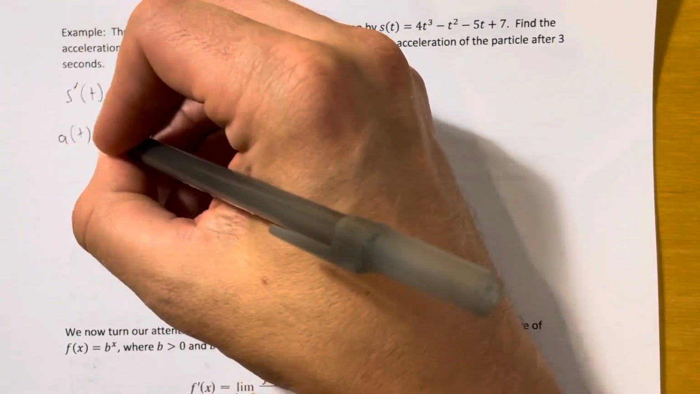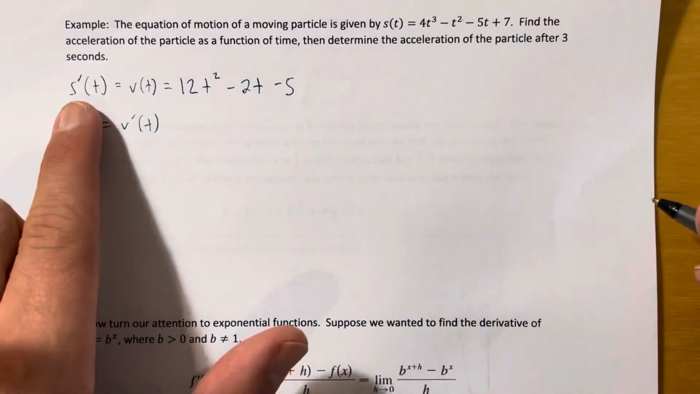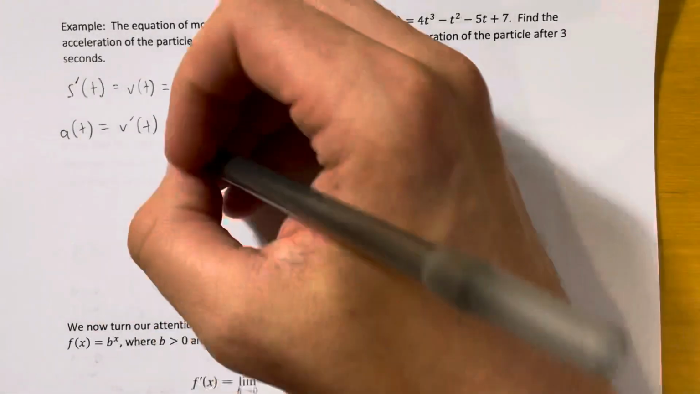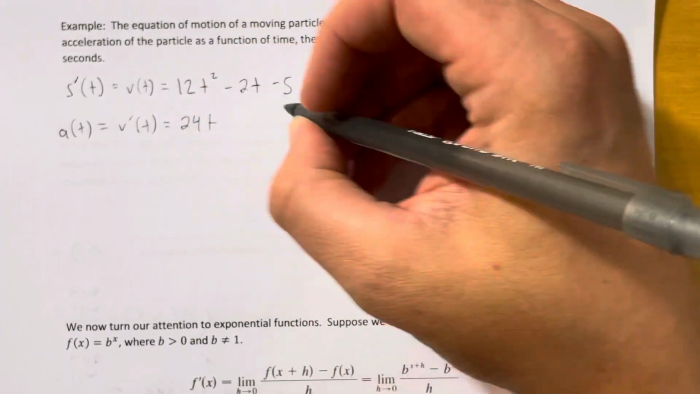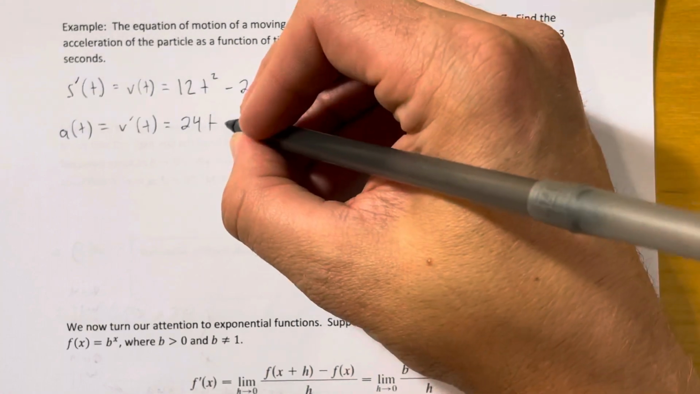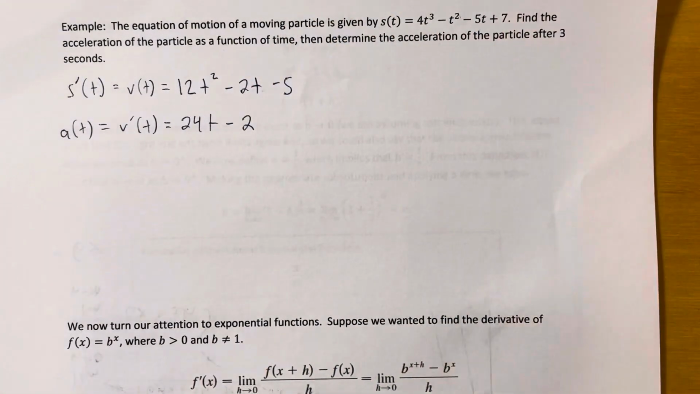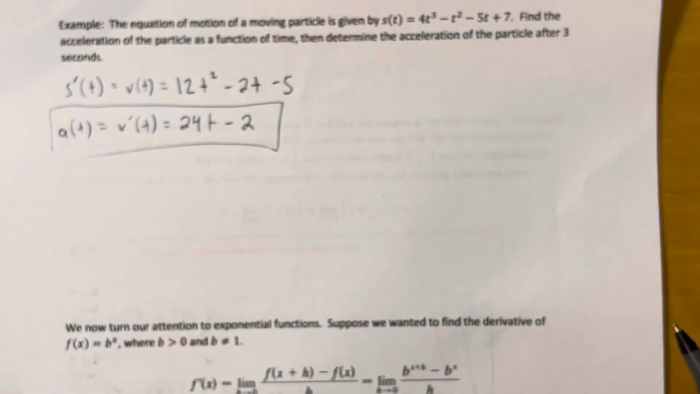Acceleration is equal to the derivative of my velocity function, or the second derivative of this. So I'm just taking another derivative here. Bring the 2 down, I get 24t minus 2 times, just minus 2 actually, so this would be minus 2. And there is my acceleration function as a function of t.